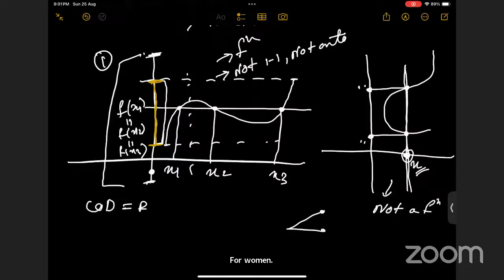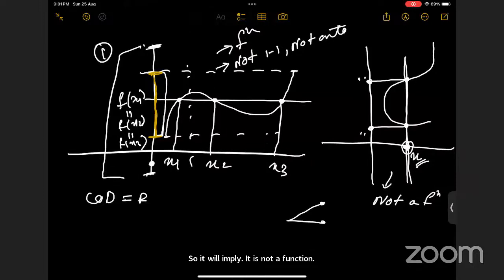Okay. So it will imply it is not a function. Fine. So everyone is clear right now? Yes, ma'am.